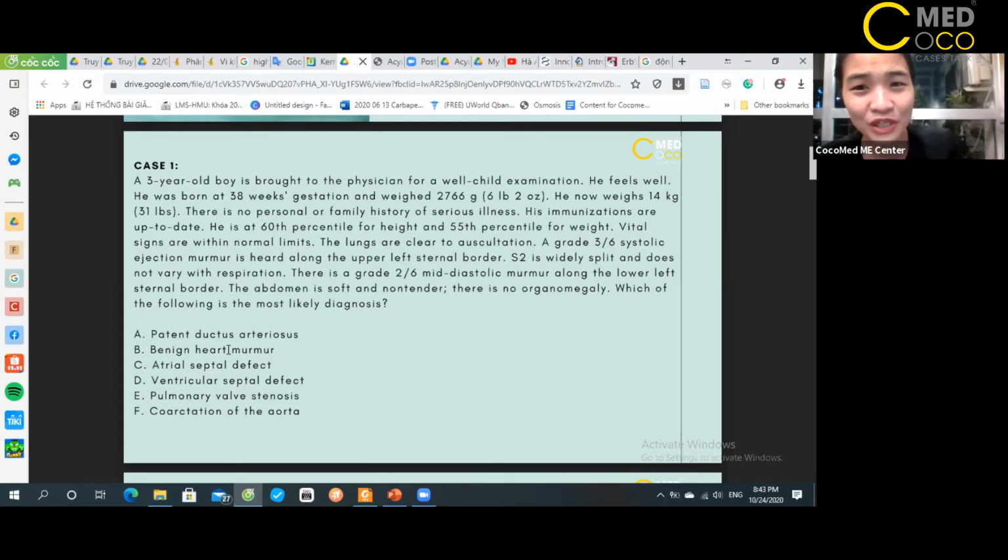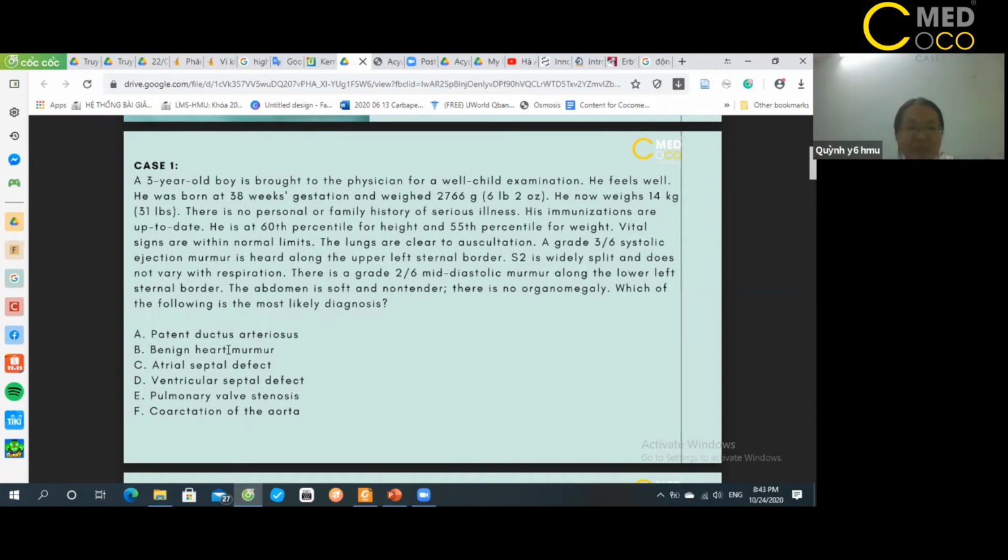The second thing, the patient has an S2 that is widely split and does not vary with respiration. That's a very important point, but we skipped that. That's the heart sound, and the heart sound is abnormal. That's the reason why we have to think that it's not a benign heart murmur. Yes, it's very important. Thank you.